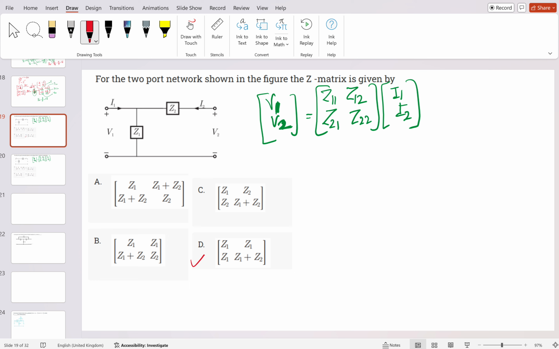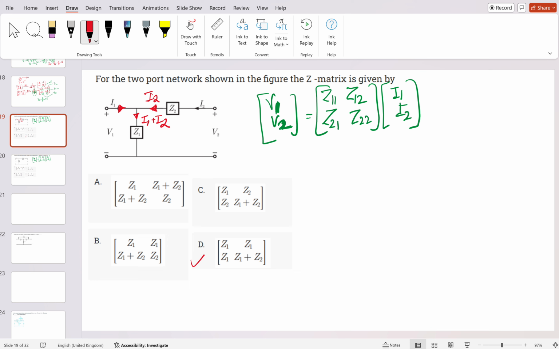Okay, let me give the solution for this. In this question, it is asking what is the Z matrix for this network. What you have to do is just apply KVL or KCL and write the two equations. Let's find the first equation. Here the current I1 is coming, and here I2 current is coming. What is going inside of this is basically I1 plus I2.